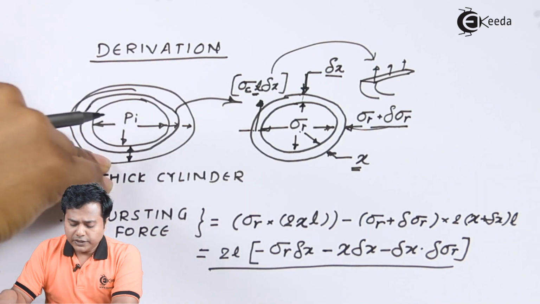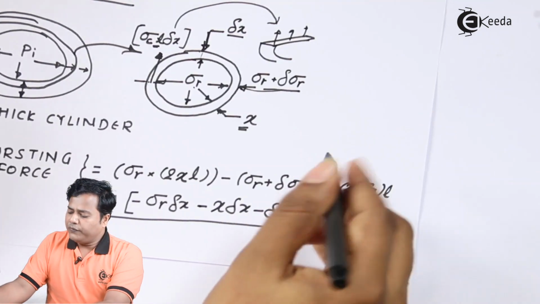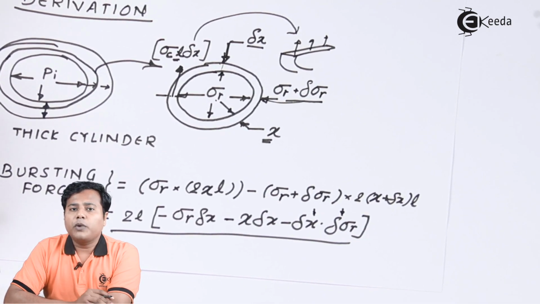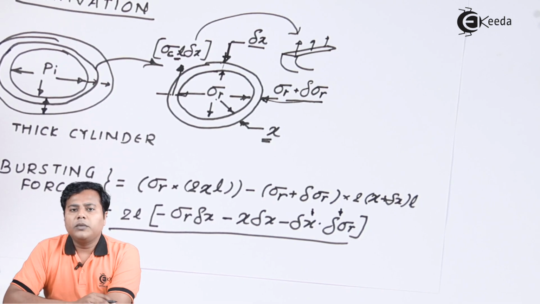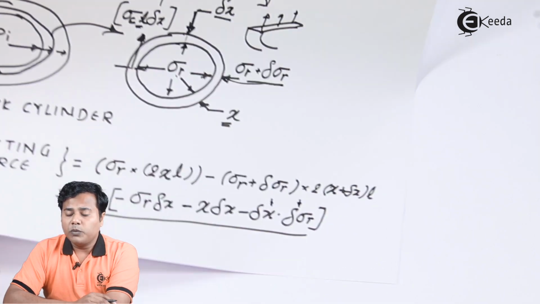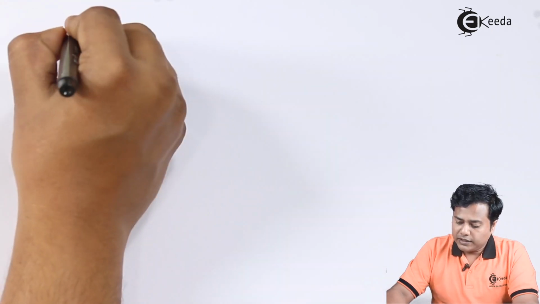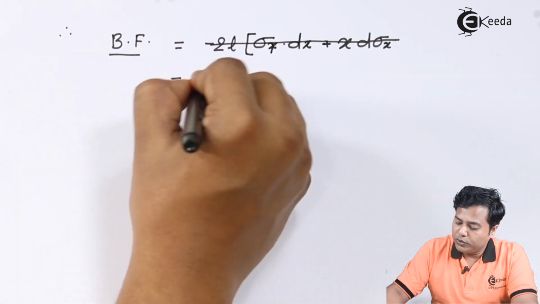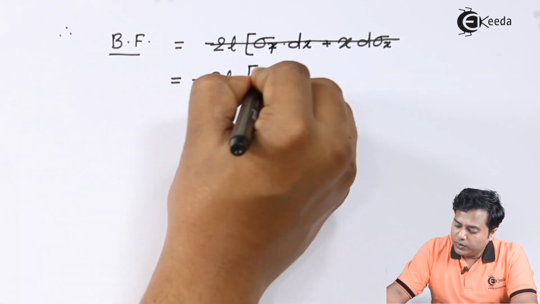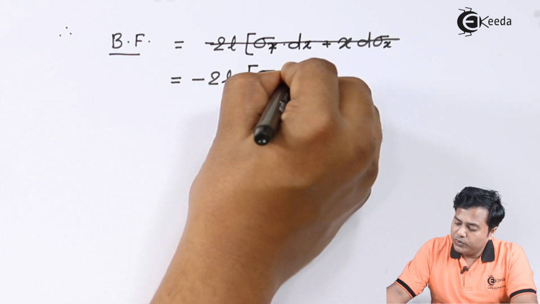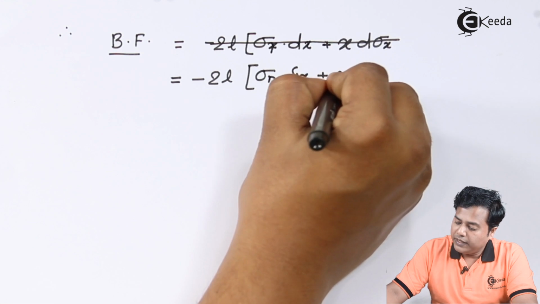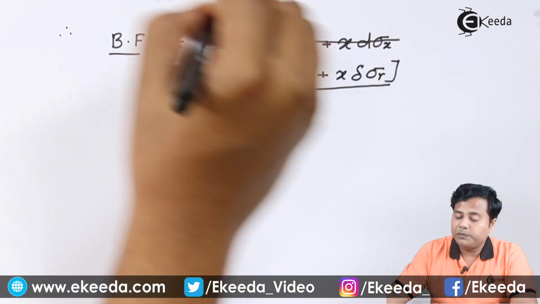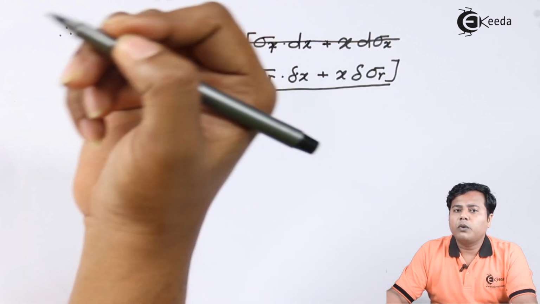Next, there's one more thing. If you see, these two are very small quantities. Small quantities, when we take their product, go to an even smaller number, so we can neglect them. Neglecting these small entities, we get the next expression, that is, bursting force is equal to minus 2L into radial stress into dx plus x into delta radial stress. So that's the final expression when I neglect the product of smaller entities.